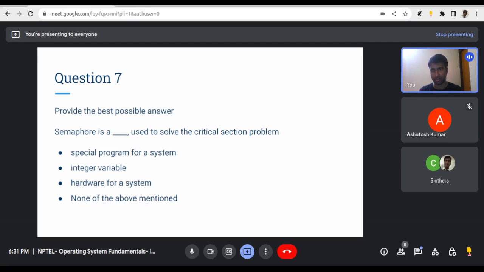So semaphore. Now we have come to semaphore. A semaphore is a dash used to solve the critical section problem. So what is a semaphore? A special program for a system, an integer variable, hardware for a system, or none of the above? Okay. Anyone else would like to contribute? I got one answer. Anyone else would like to contribute?